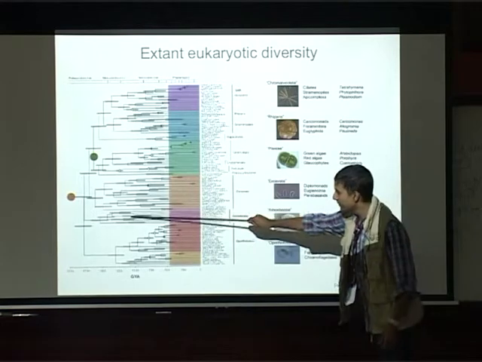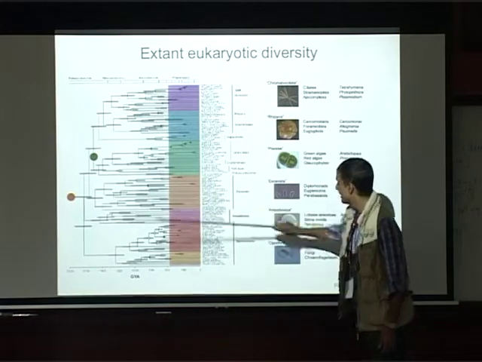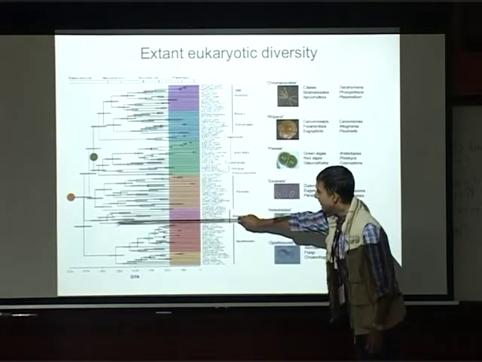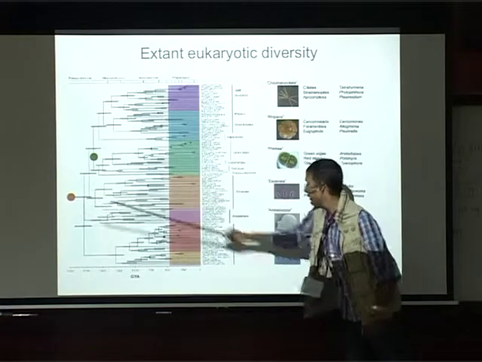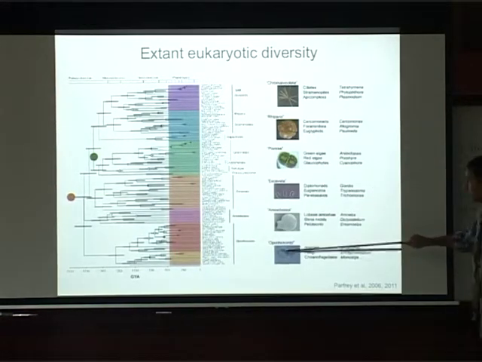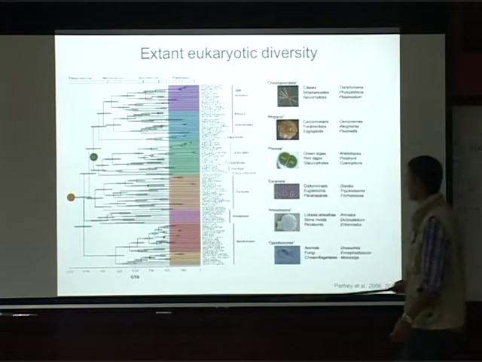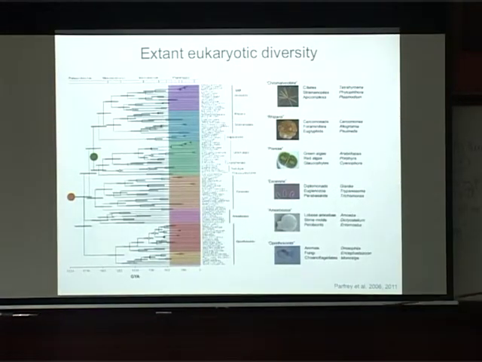There's some ambiguity about whether it's on the same side of the tree as us. Actually, most people think that they are on the other side of the tree, and therefore the common ancestor of amoeba and humans would also be that old. The excavates, these strange cells like Giardia. You have plants, the photosynthetic eukaryotes, ciliates like Paramecium, and in here you have the diatoms. I mean, there's a huge diversity. Okay, so you might think, okay, so eukaryotes are very, very diverse, and where do we go from here?